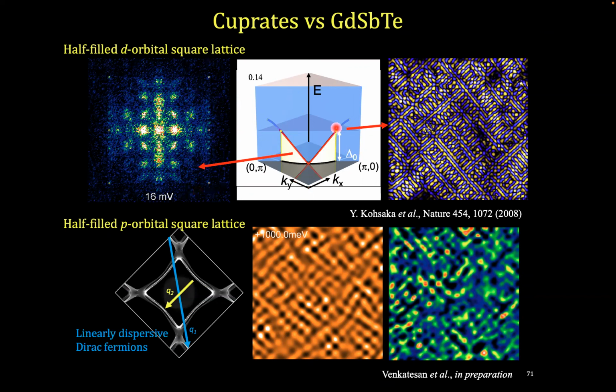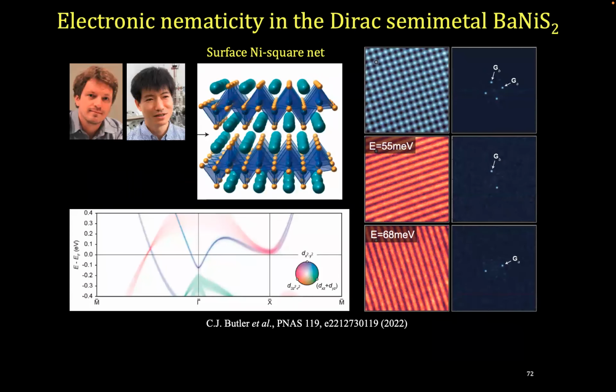And above the pseudogap energy, you get this frozen checkerboard pattern. And in our case, we have the coexistence of the delocalized Dirac fermion plus this static symmetry-breaking stripe pattern, as well as the local nematic patterns. And recently, Hanna Gries also reported the d-wave. If you have a d orbital square lattice, you can also have spontaneous symmetry breaking in this semi-metal, Dirac semi-metal system.